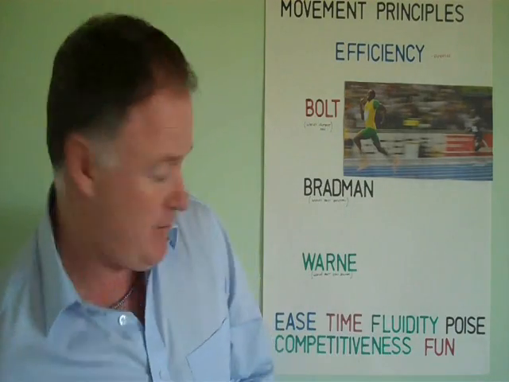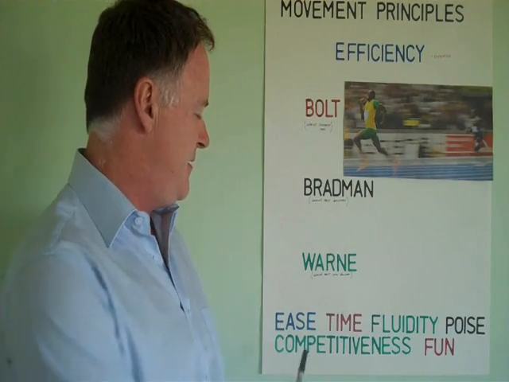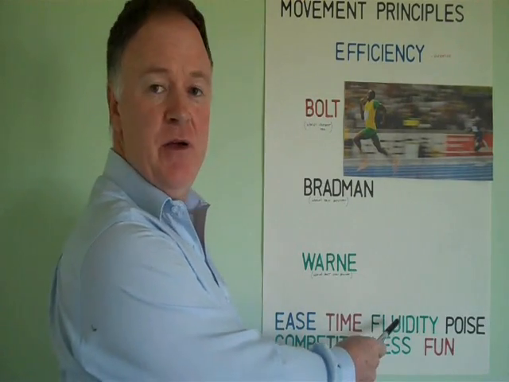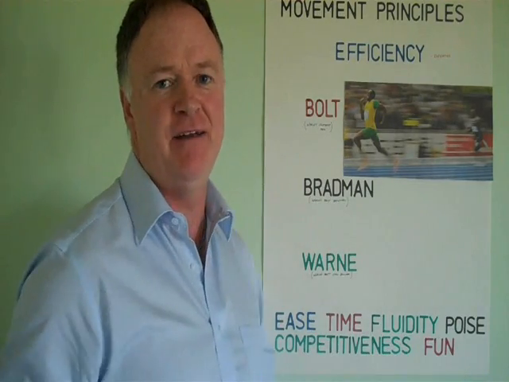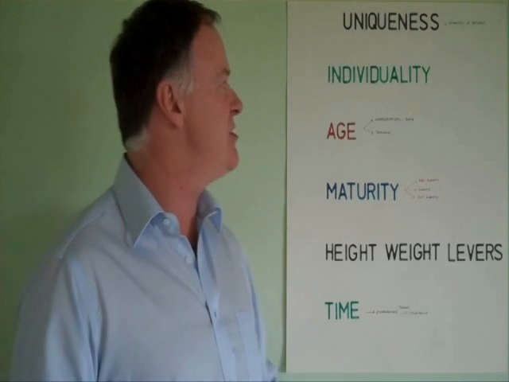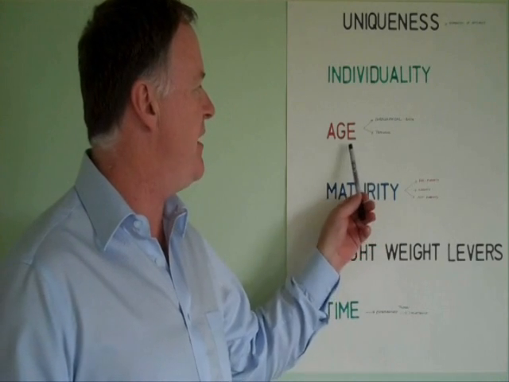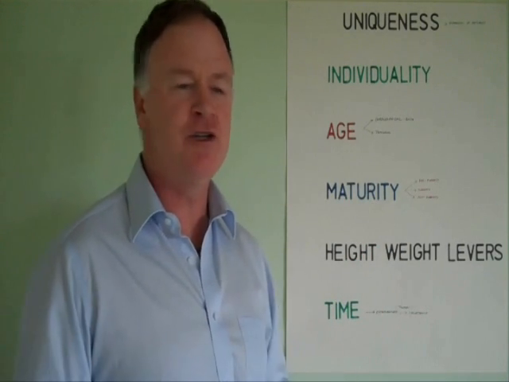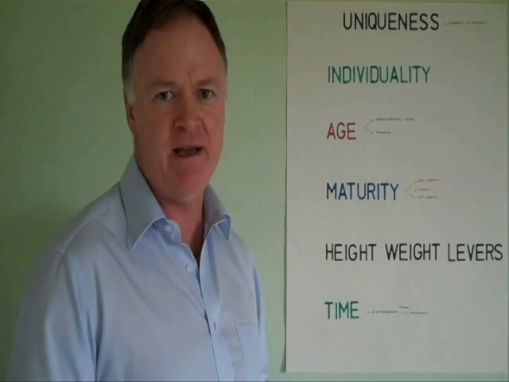Some of the things that show when a movement is efficient are ease, time, fluidity, poise, competitiveness and fun. The expression of efficiency is the uniqueness of the athlete, and this is what we call the individuality. And this is expressed differently according to age, whether it be the chronological age from birth or the training age.